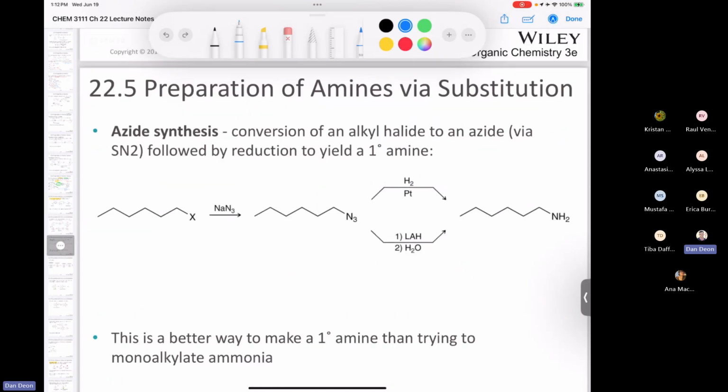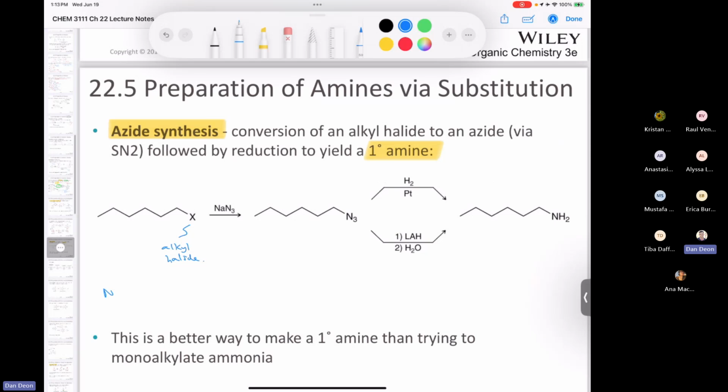The first one is what we call azide synthesis. Azide synthesis is a way to make a primary amine. So what we do is we start out with an alkyl halide, right? You guys know the X represents a halogen, so this would be an alkyl halide. And then we treat that with this compound here.